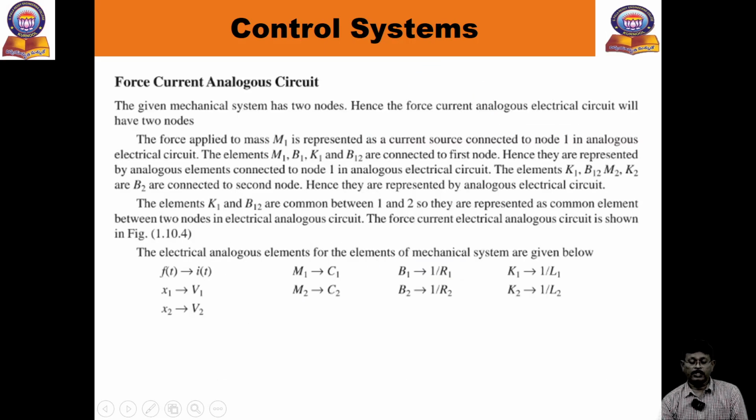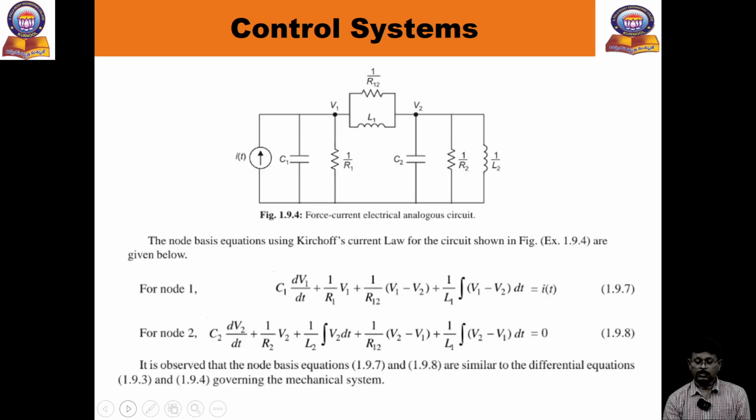The force-current analogy. Force becomes current I. In the previous case, F(t) equals V(t), x1 equals I1, and x2 equals I2. But in this case, x1 equals V1 and x2 equals V2. Clear? So M1 equals C1, whereas in the previous case M1 equalled L1. Then M2 equals C2, B1 equals 1/R1, B2 equals 1/R2, K1 equals 1/L1, K2 equals 1/L2. So right now you can draw the circuit.